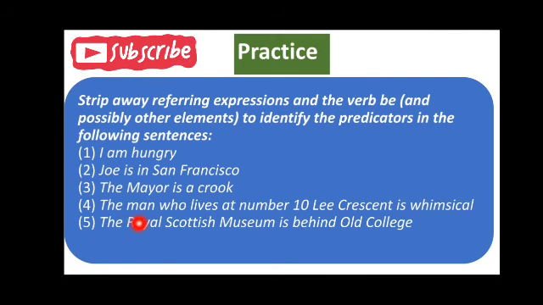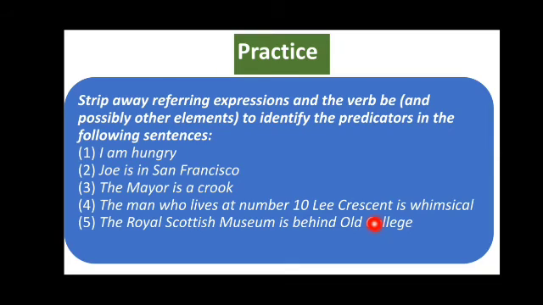And "The Royal Scottish Museum is behind Old College." So Old College is a referring expression, and the Royal Scottish Museum is also a referring expression, and is is the to be verb. So you have to remove the Royal Scottish Museum, the to be verb is, and Old College, the referring expression. What is left? That is behind. So behind is our predicator, right?